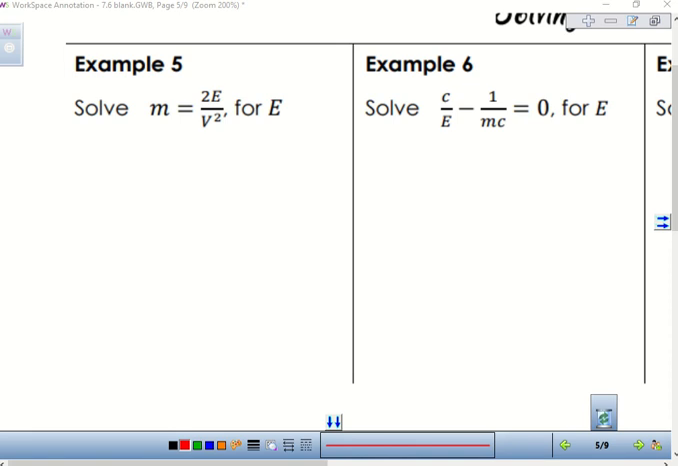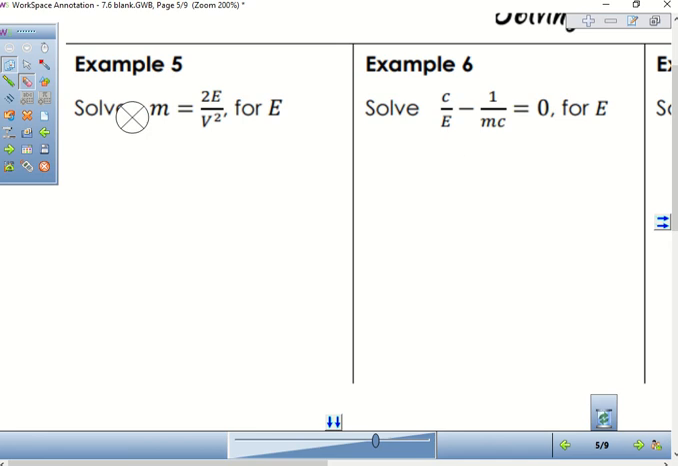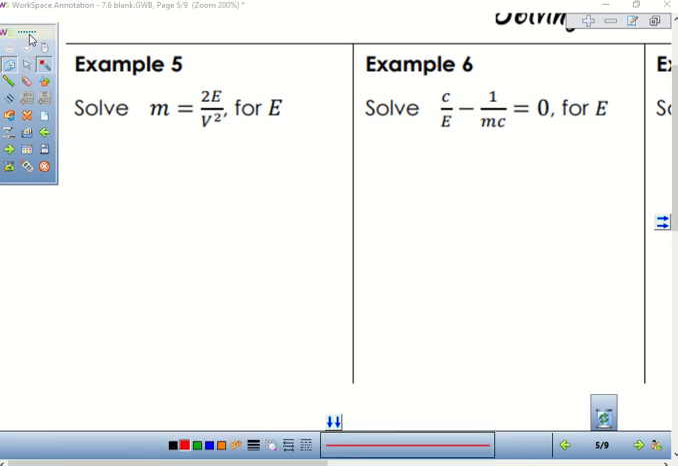Alright, so continuing with our lesson, we're going to be picking back up at example 5. And it says here we're going to solve m equals 2e over v squared for e. So there's two different ways that you approach dealing with, these are what we call literal equations. And literal equations are basically just equations that have a bunch of letters in them, okay, not just numbers. And you're going to be solving in terms of another variable.